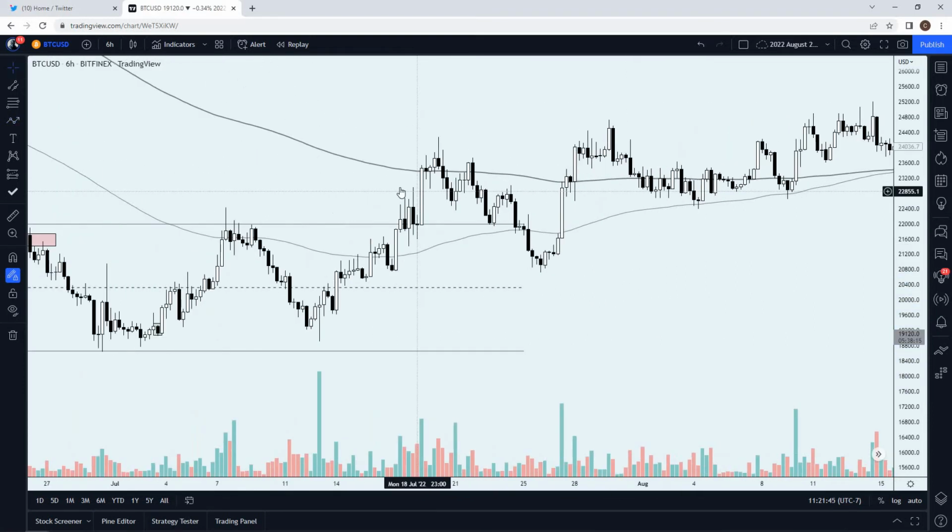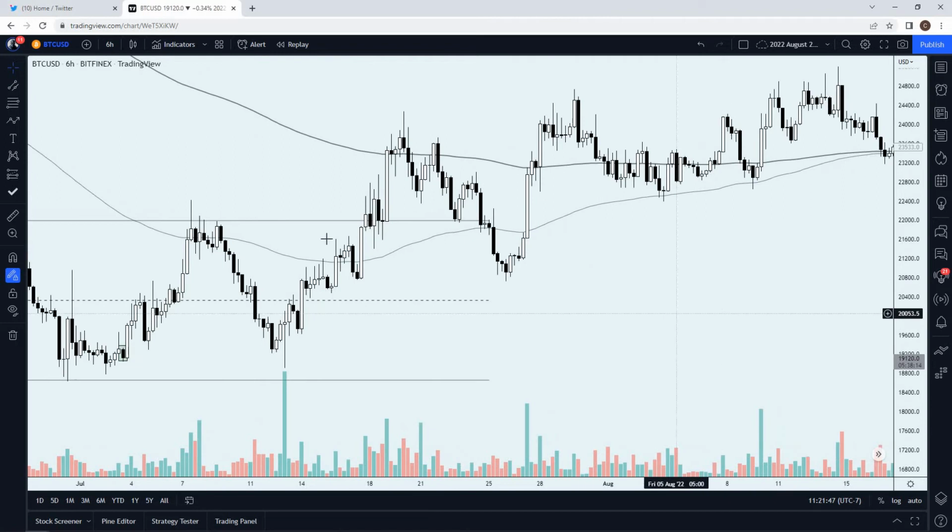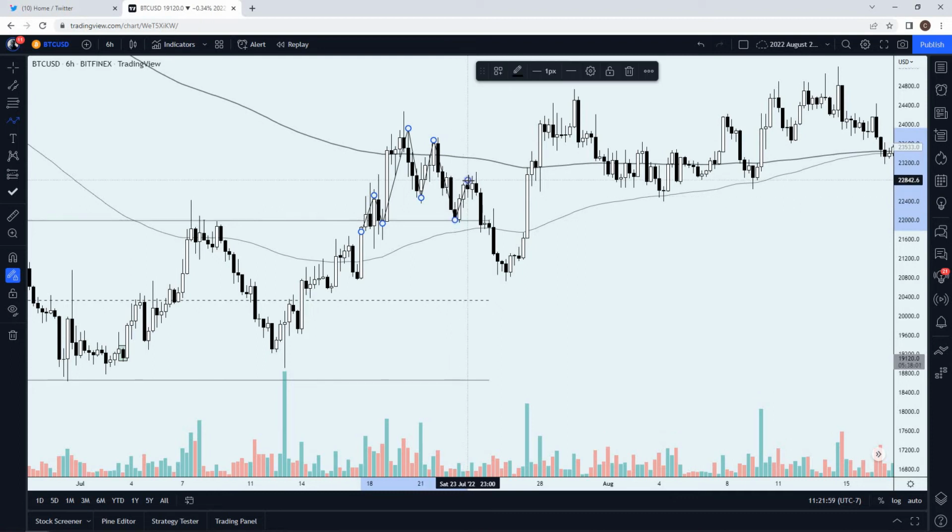Okay, so let's take a closer look. You're looking for a breakout and then a move back inside that range. So we've got our breakout here, retest, continuation. But then when you start to see this coming back down, what did we see here? A break in market structure, clear resistance.